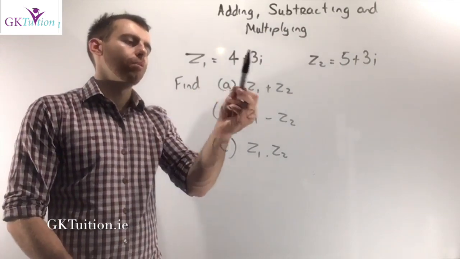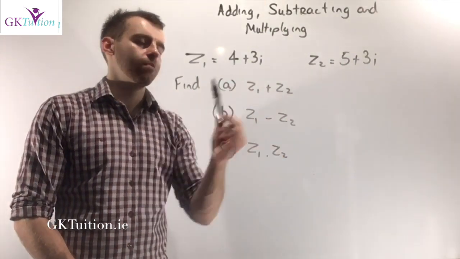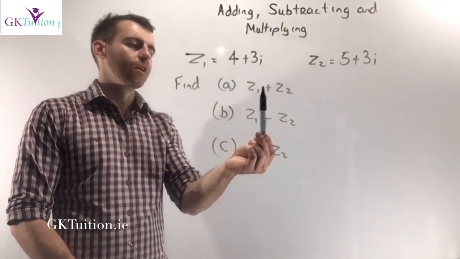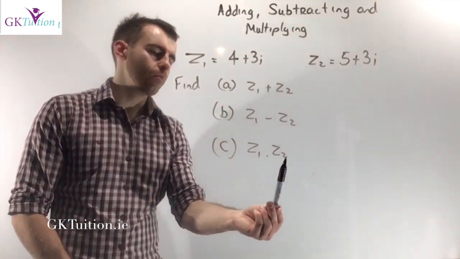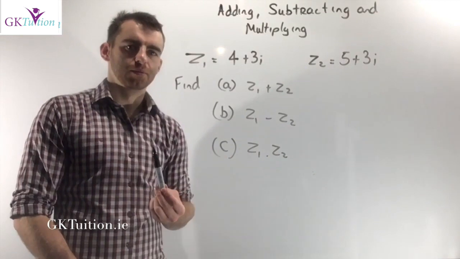Supposing Z1 is 4 plus 3i and Z2 is 5 plus 3i. I want you to find Z1 plus Z2, Z1 minus Z2, and Z1 multiplied by Z2.